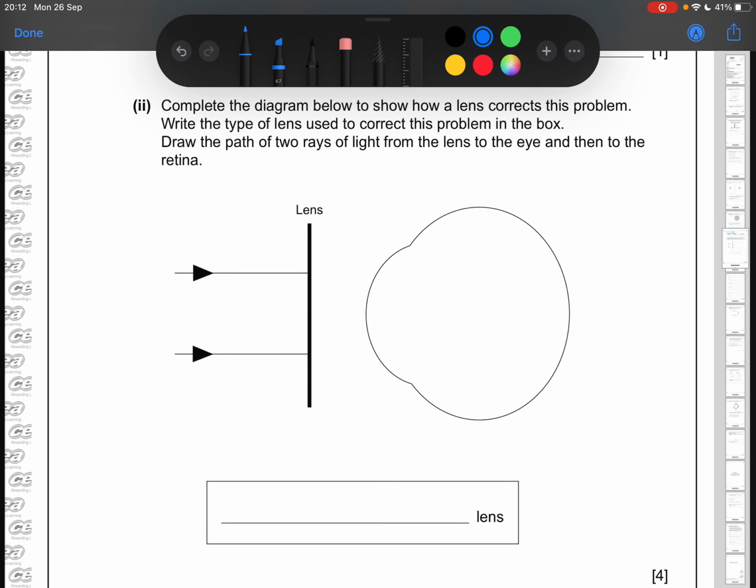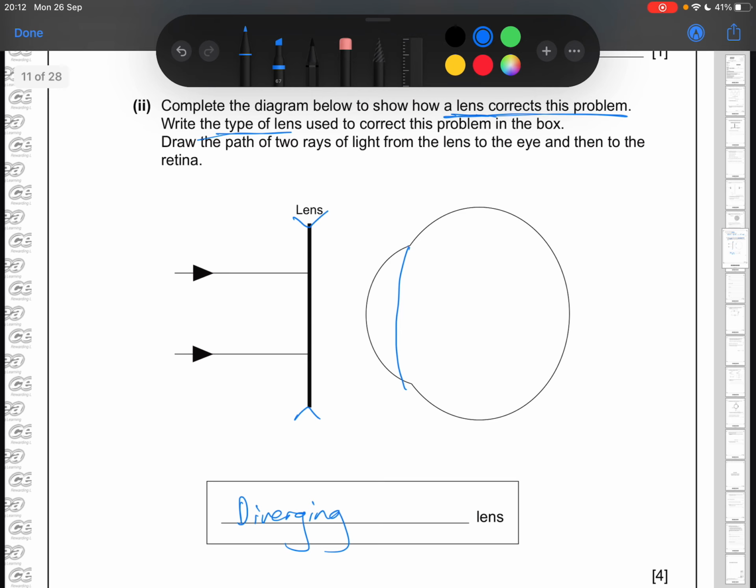We need to complete the diagram below to show how a lens corrects this problem, and we need to write the type of lens used to correct the problem in the box. So we use a diverging lens here, and the diverging lens is drawn with 2 arrows on either side. They're pointing in, and that sort of denotes the shape of a diverging lens, which goes like that. It's curved inwards rather than outwards.